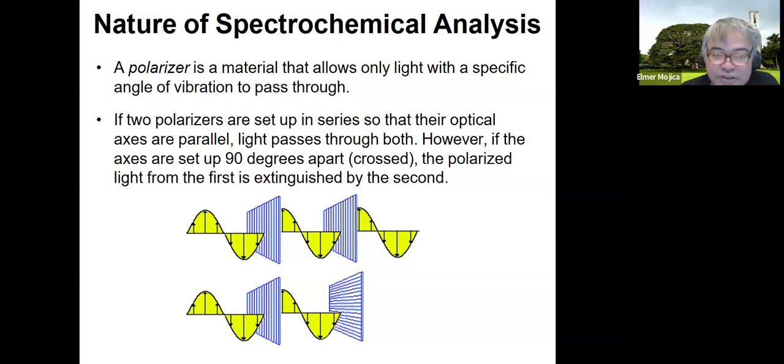Okay. So if you have two polarizers, you set them in a series so that their optical axes are parallel, the light passes through both. However, if the axes are set up 90 degrees apart, crossed, the polarized light from the first is extinguished by the second. So nawawala na.